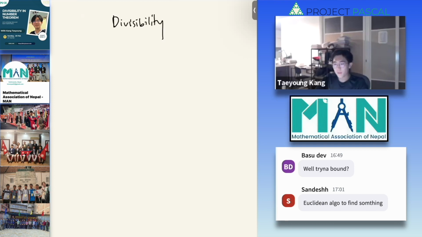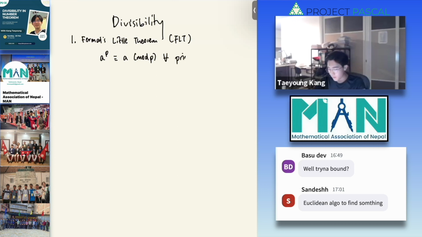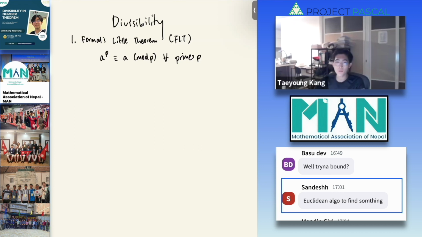As you can refer to the handout, the first idea that we use is Fermat's little theorem, or we call it FLT. Fermat's little theorem states that a to the power of p is congruent to a mod p for all primes p. So you may be asking, when is this theorem useful?